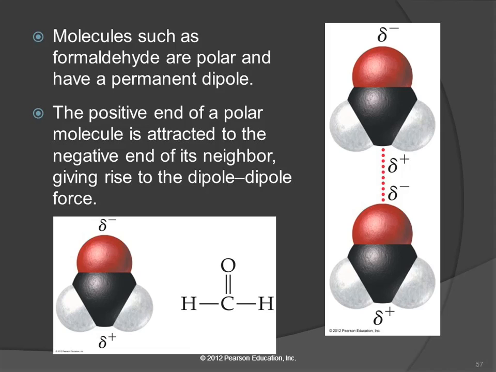So this is a model of formaldehyde. Here's its Lewis structure, and here's the molecular model. This end is going to be partially positive because hydrogen has a low electronegativity, and this end is going to be partially negative because oxygen is more electronegative. So we've got a negative end and a positive end. If these two molecules are near to each other, the positive end of this one attracts the negative end of the other one. And this is a force that's always there, unlike the dispersion forces that come and go and come and go. And so this one's always present, it's going to be stronger.